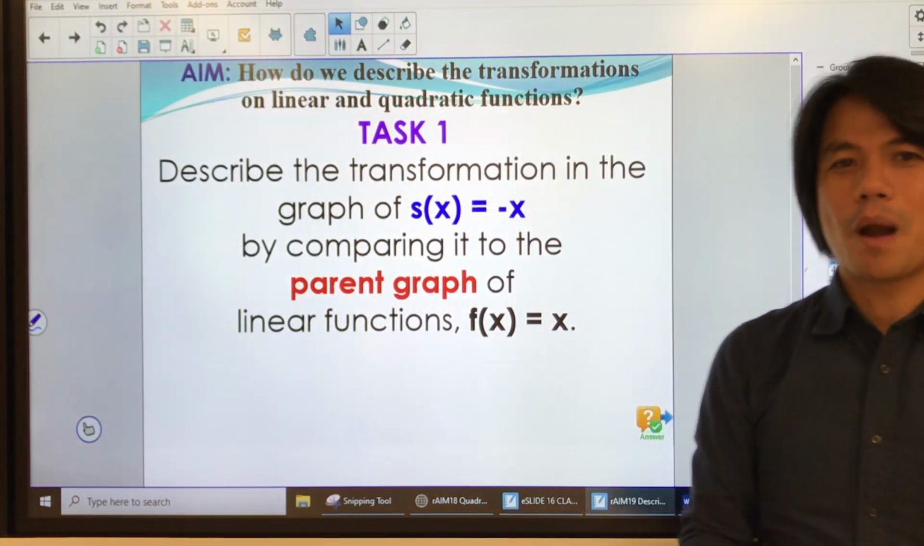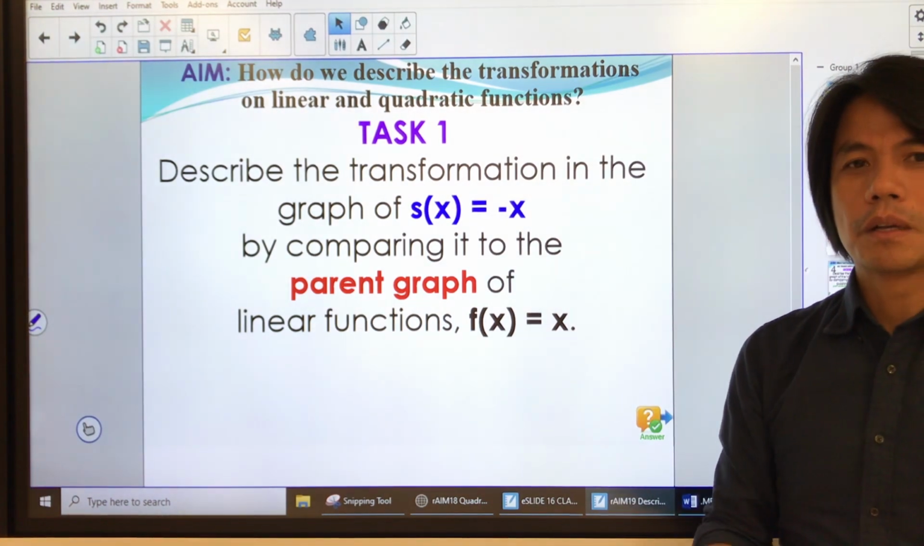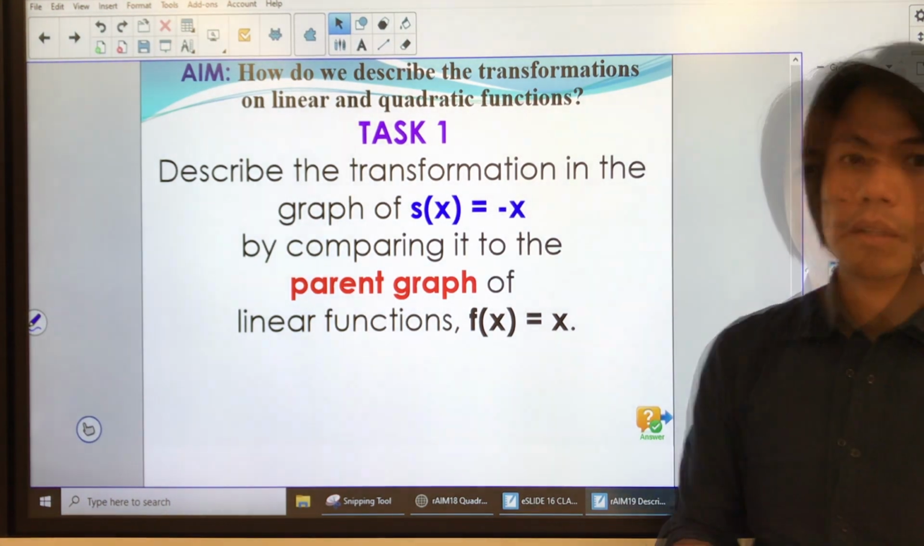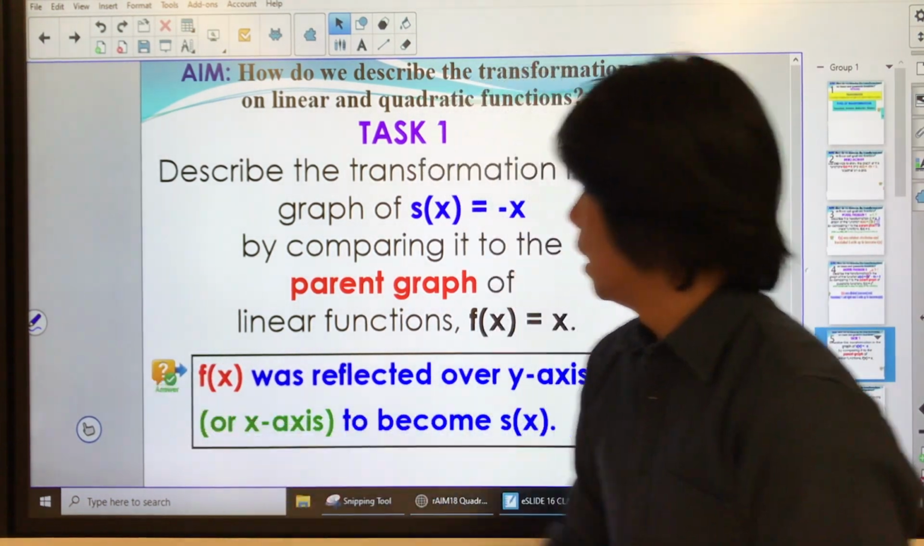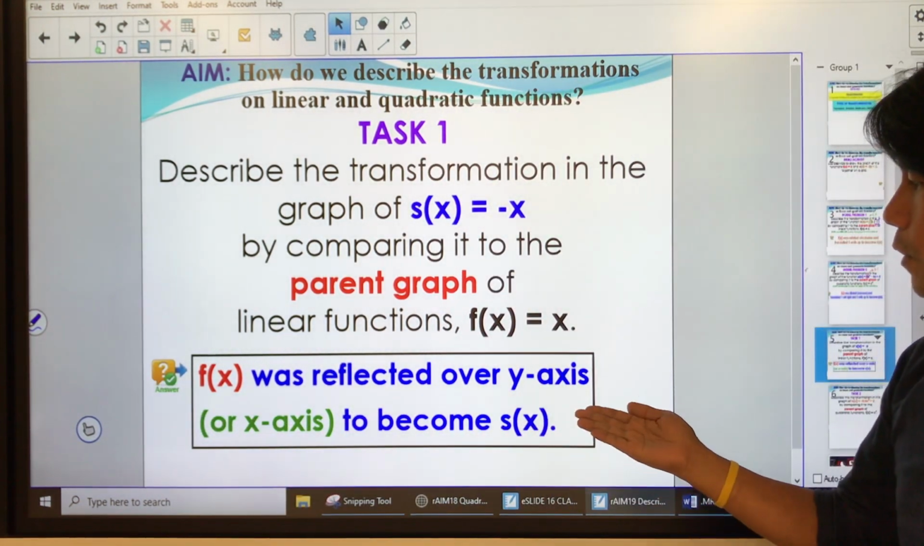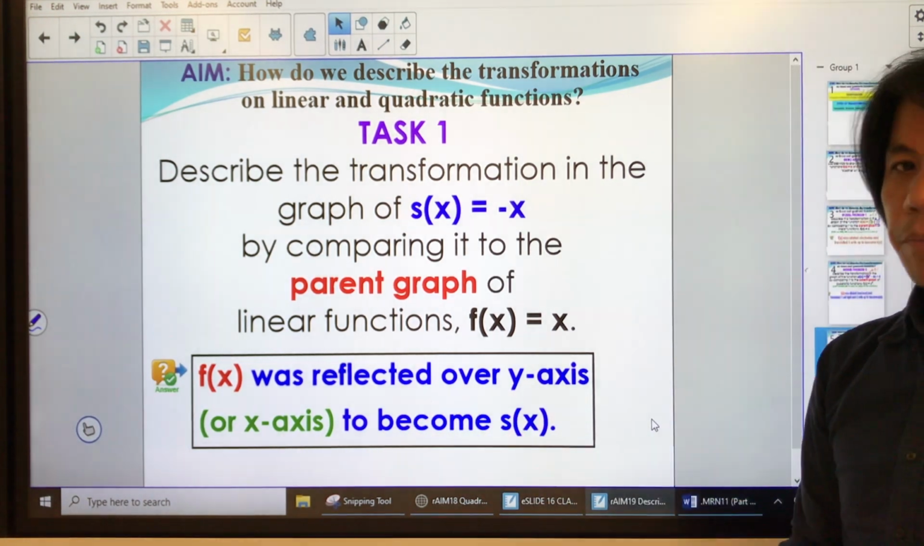Now it's your turn to practice. Go ahead and complete this task. Be sure to pause your video, come back once you're done. So the answer is f of x was reflected over the y-axis or x-axis to become s of x.